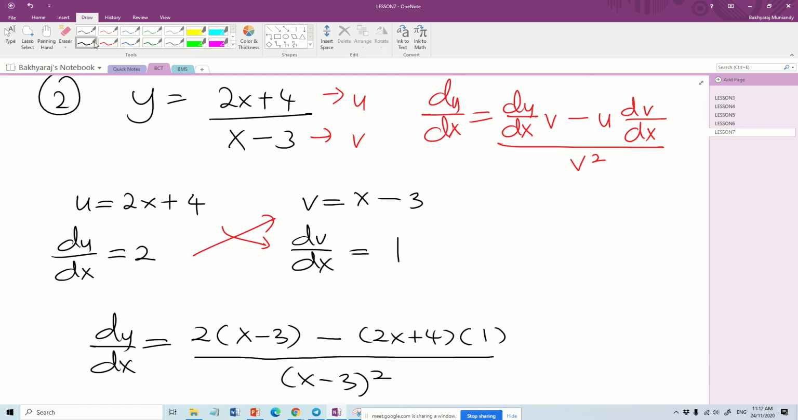Okay, 1 doesn't change anything, so just 2x plus 4, but careful with the negative lah. Negative ni, careful. Okay, negative tengah-tengah, dia pun jadi negative lah, careful with the negative.